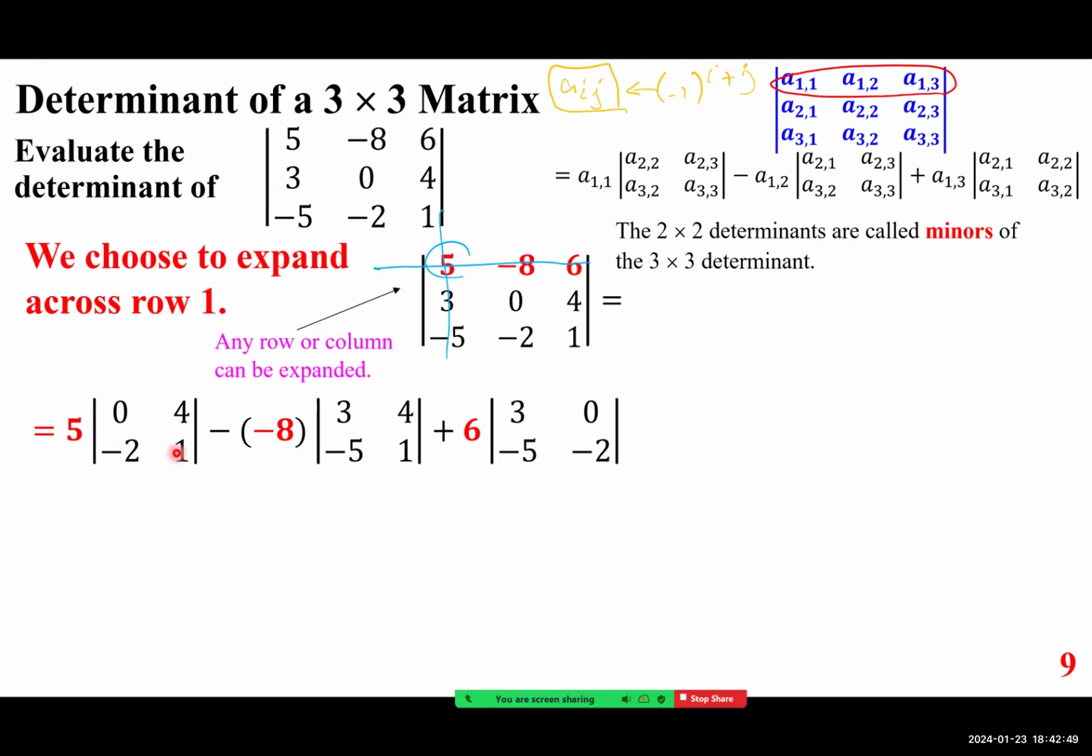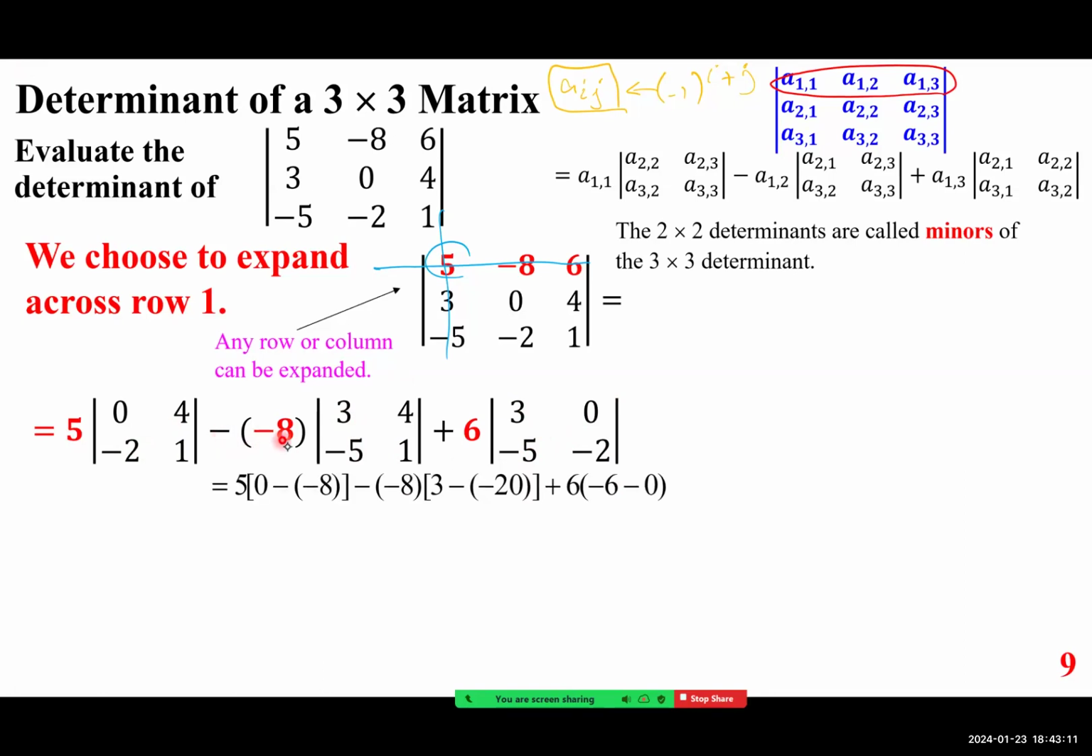And so with that being the case, this one would be 0 times 1 minus -2 times 4. This would be 3 times 1 minus -5 times 4. This would be 3 times -2 minus -5 times 0. And don't forget those numbers in front of them. This is 5, this is plus 8, this is plus 6, this is plus 8.